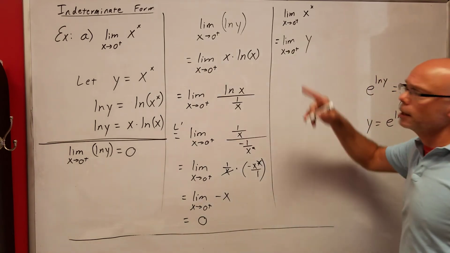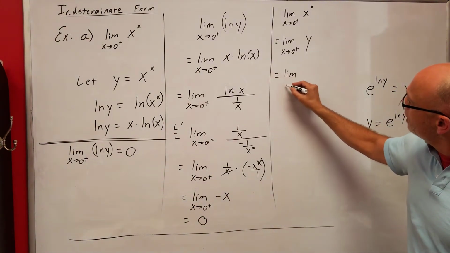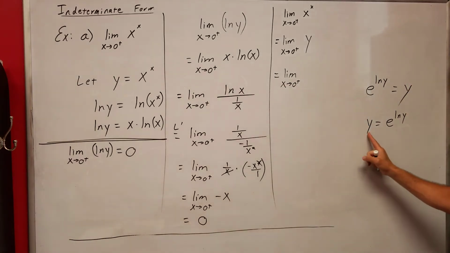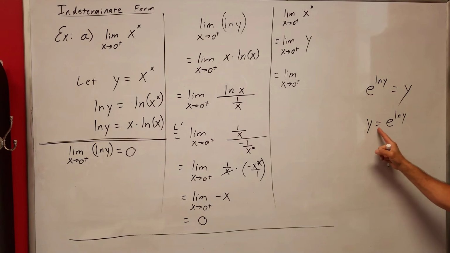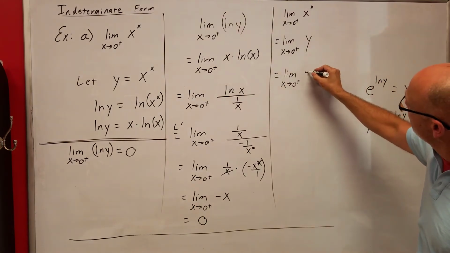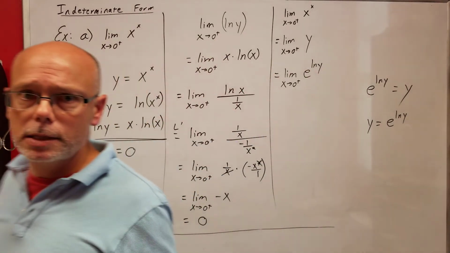All right, well that doesn't help me any. Well, kind of does. Limit as x approaches 0 from the right. What we say is another way to write y. We could write it as e to the natural log of y. So instead of y, I'm going to call that e to the natural log of y. Make sure that makes sense to you.